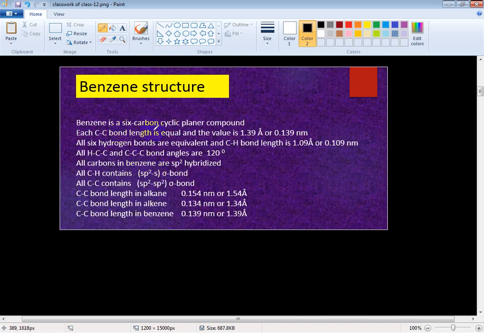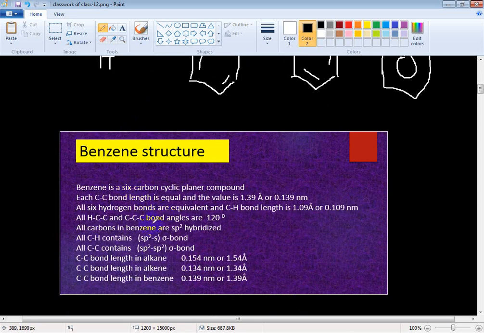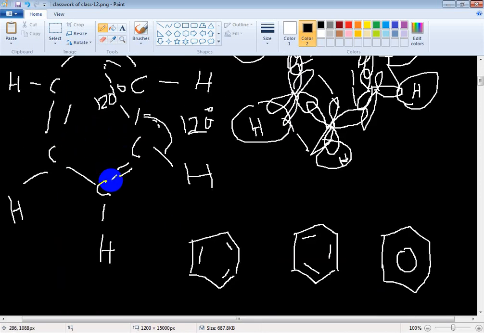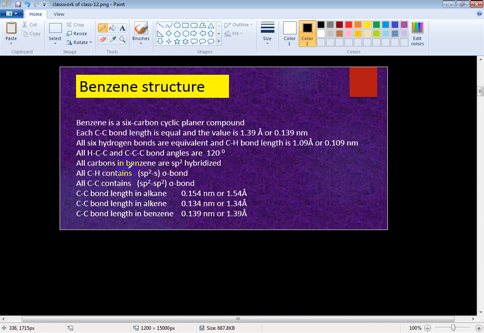Benzene is a six-carbon cyclic planar compound. Each carbon-carbon bond length is equal, 1.39 angstrom or 0.139 nanometer. All six carbon-hydrogen bonds are equivalent, 1.09 angstrom. The bond angles are 120 degrees. All carbons in benzene are sp2 hybridized, with carbon-hydrogen sp2-s sigma bonds and carbon-carbon sp2 sigma bonds.